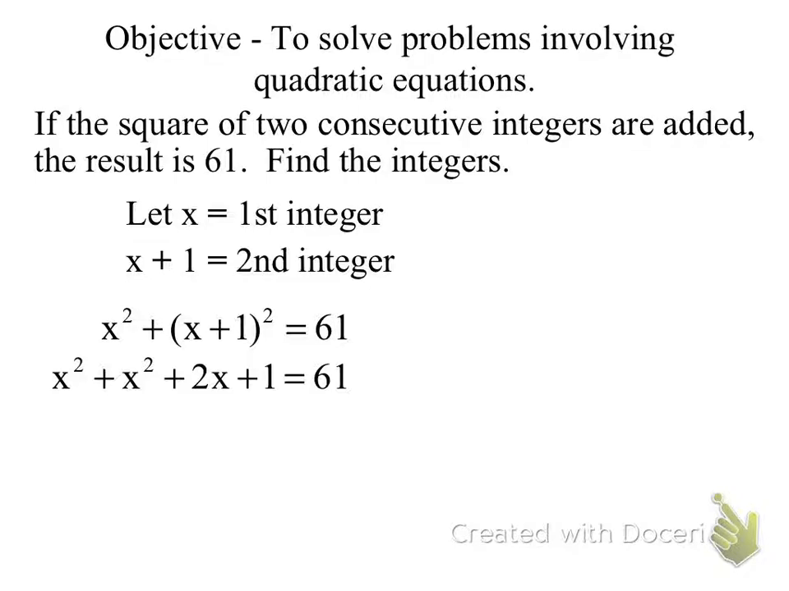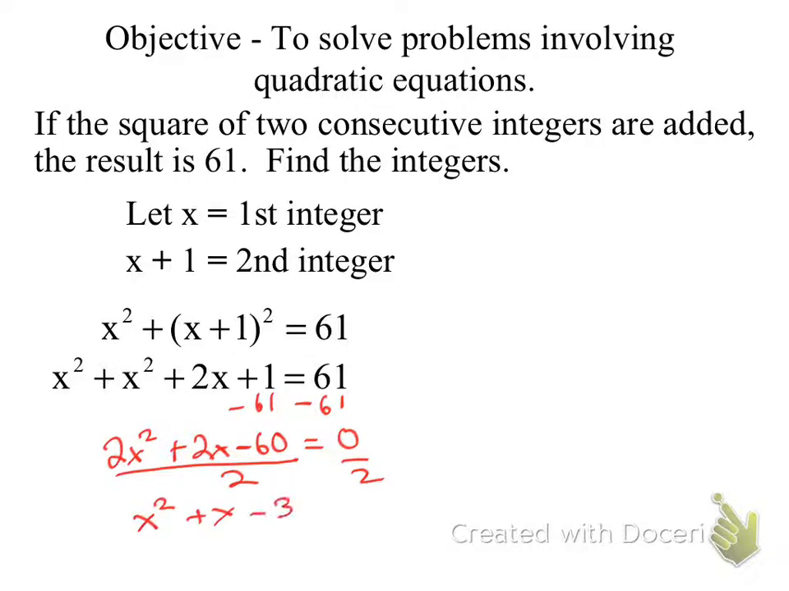So the next one I simplify to, it becomes 2x squared plus 2x. I'm going to subtract that 61, and that's going to become minus 60 equals 0. Are you guys with me? So now I can divide everything by 2. So I get x squared plus x minus 30 equals 0. What multiplies to negative 30 and adds to positive 1?